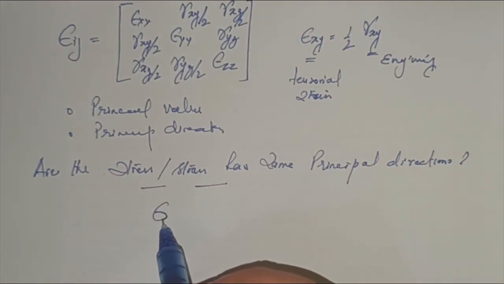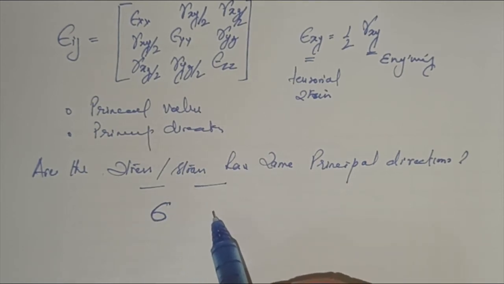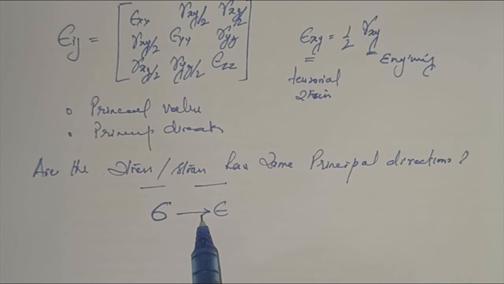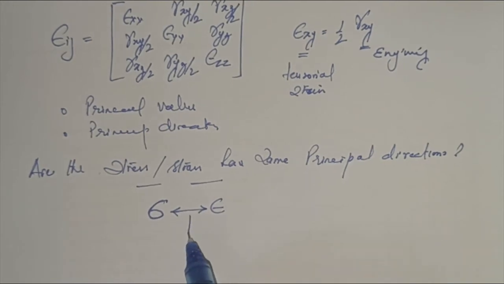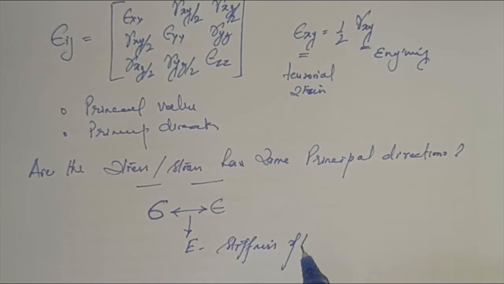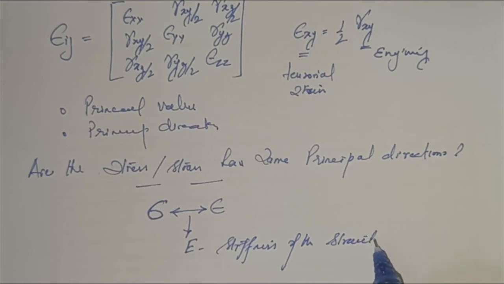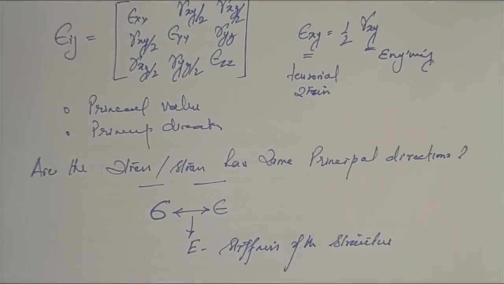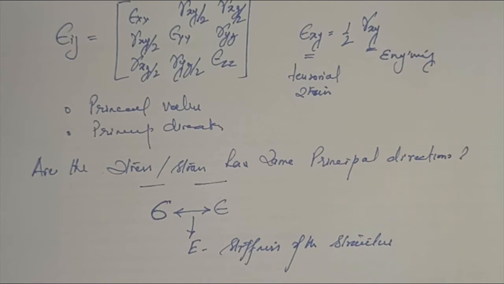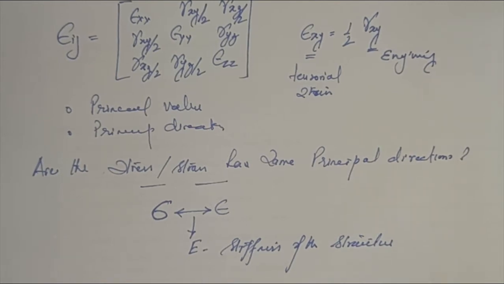So we know that there exists a sigma and there exists a strain, and the connection between the stress and strain is the stiffness of the structure. That means you deform the body, but how much does the body deform? The aluminum may be deforming more. The steel may not be deforming that much. So there is a difference in the deformation, and the deformation difference by application of the same load will come as an effect of the different stiffnesses of the structure.